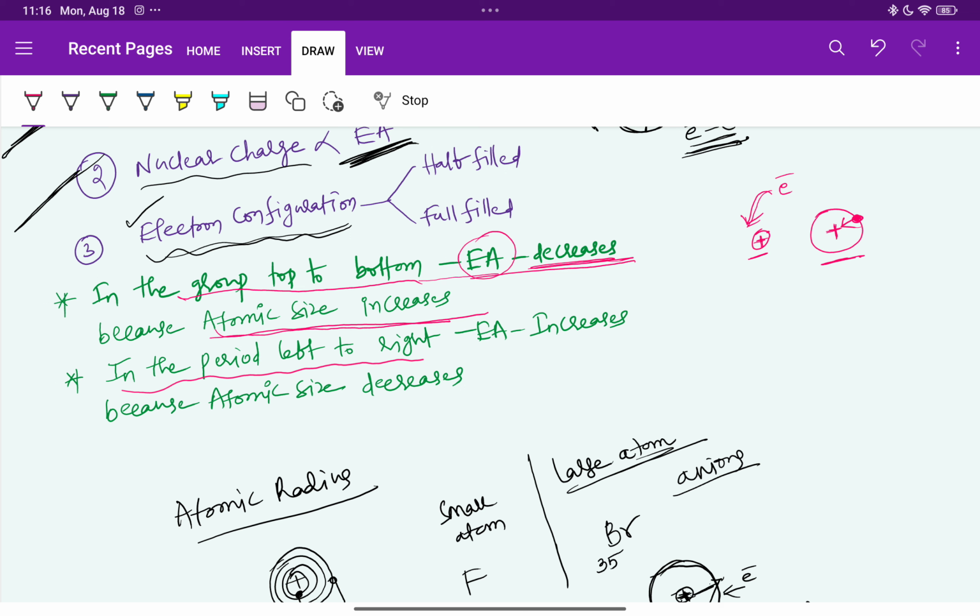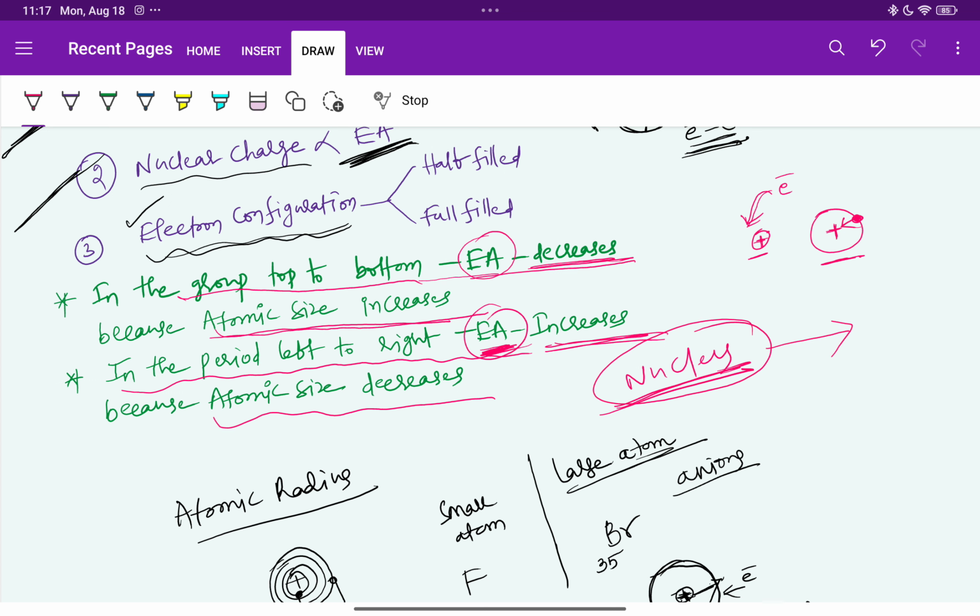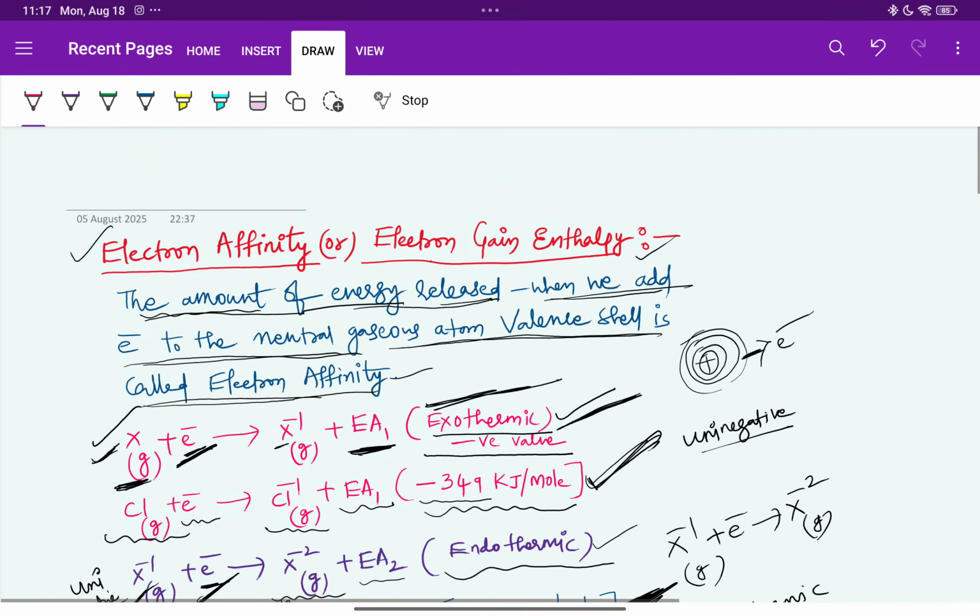And while moving left to right in a period, electron affinity values increase because atomic size decreases. In the period, from element to element, the size of the atom decreases. Then electron affinity values increase because as atomic size decreases, the nucleus comes close to the valency shell. Then the smaller atom easily takes electrons. So in the period, electron affinity increases. In the group, electron affinity decreases. I hope you got the complete picture about electron affinity.